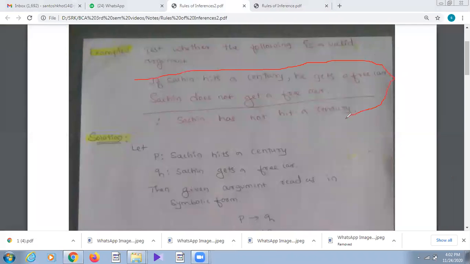So by using the modus tollens rule, this above argument, whatever this question is, this whole thing is one argument. First we have to identify the primary statements and give the symbols, next we form the symbolic form, and then we check whether any rule of inference applies. If one applies, we say the argument is valid. How valid? By using modus tollens, because the symbolic form is similar to modus tollens.